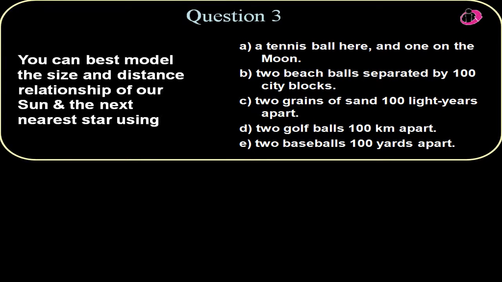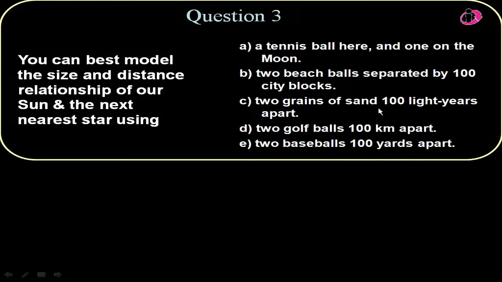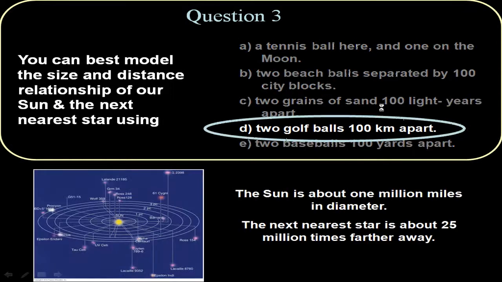Think about that. 2 golf balls 100 kilometers apart. That's about the order of what I was talking about. 2 baseballs 100 yards apart. Too close. So we're here at number D. The Sun is 1 million miles in diameter. The next nearest star is about 25 million times further away. So we better study our own Sun.